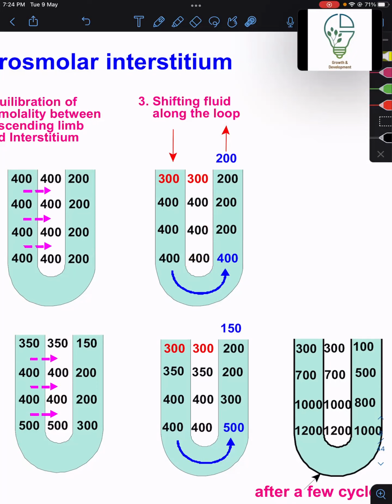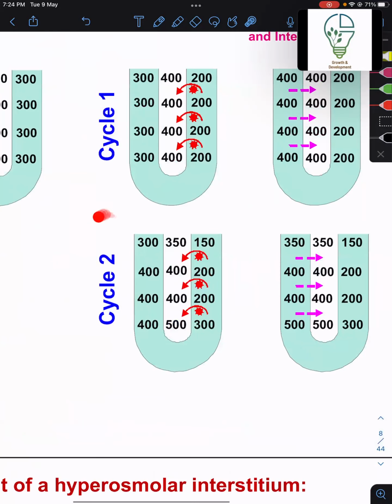And so you can see it's the beginning of cycle 2, because the goal of cycle 2 is to create a concentration gradient. Okay, so what did I say the goal of cycle 1 was? The goal of cycle 1 was to just create a hypertonic interstitium. I wasn't worried about concentration gradients. Now in cycle 2, I do have a hypertonic interstitium, but I want to create a concentration gradient, okay?